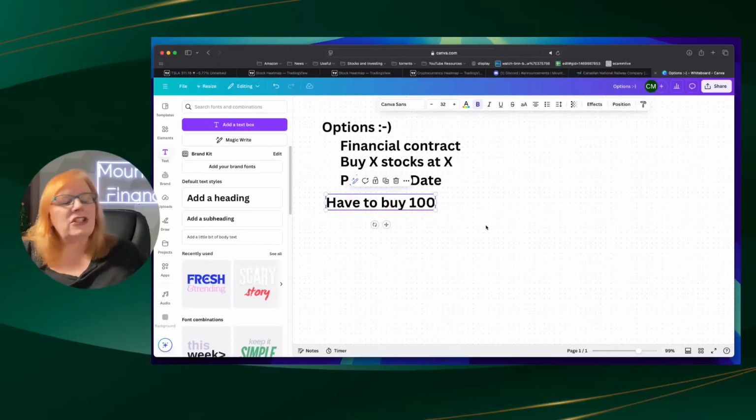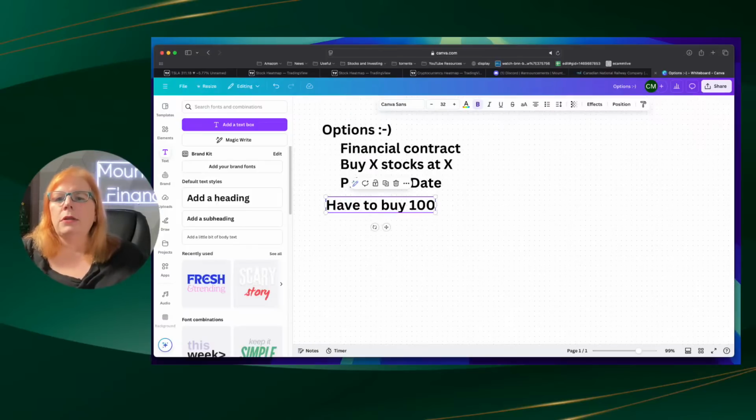Now, if you've ever heard that word derivative, options are considered to be a type of derivative, and that basically means that their value is derived from the underlying asset. Hence the word derivative. That's basically why they call it that.